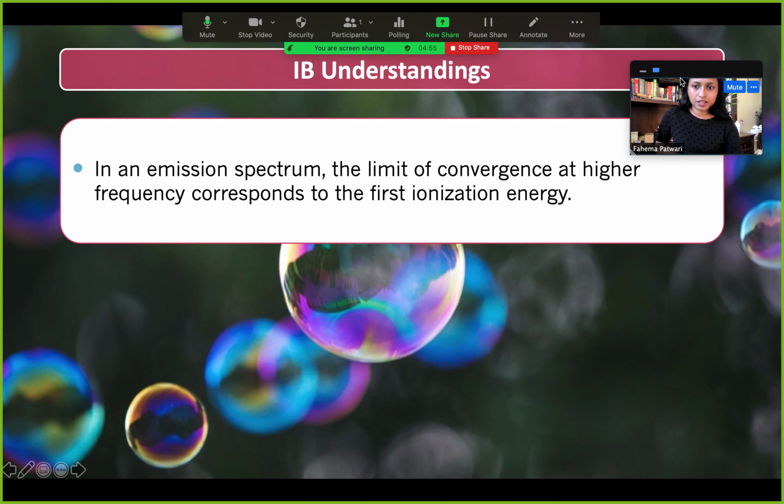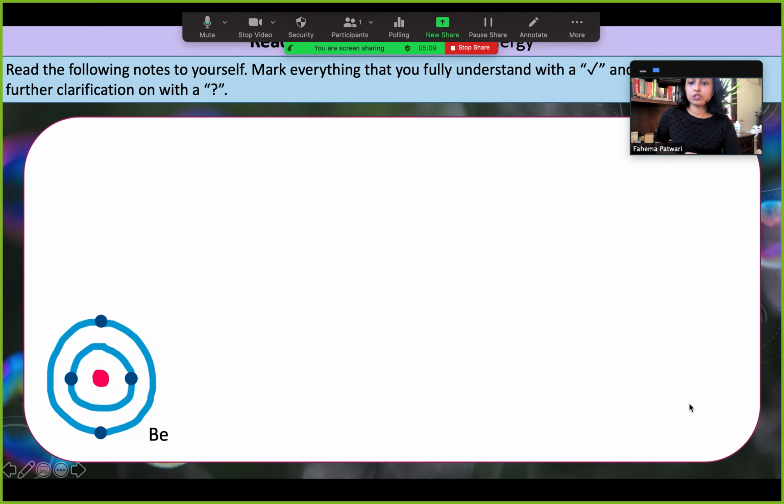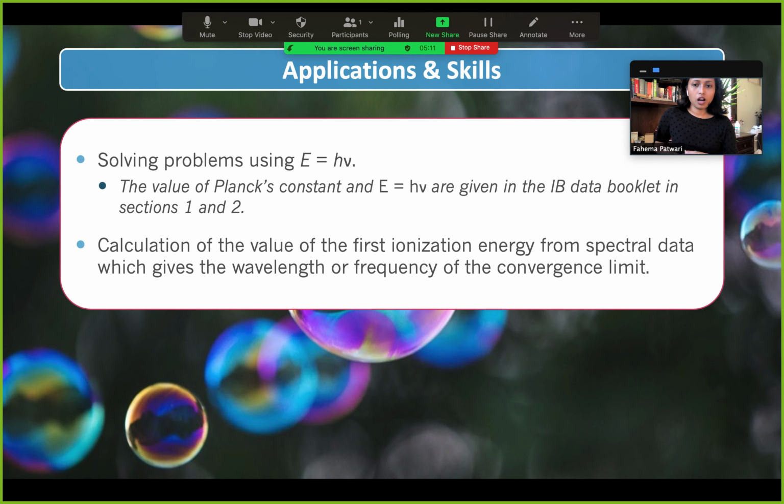All right, so at the end of the lesson, you should be able to understand how, in an emission spectrum, the limit of convergence at higher frequencies corresponds to the first ionization energy. And you'll be able to calculate problems of how much energy is required to ionize a certain atom.